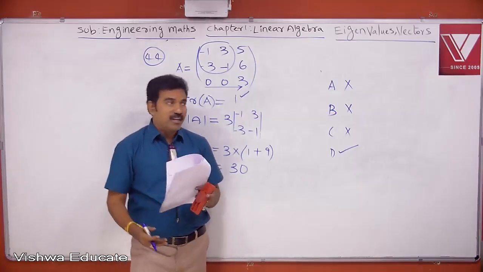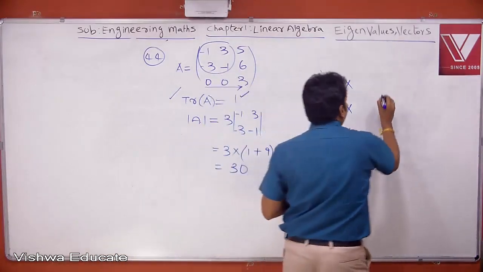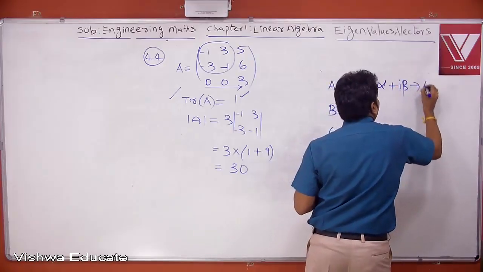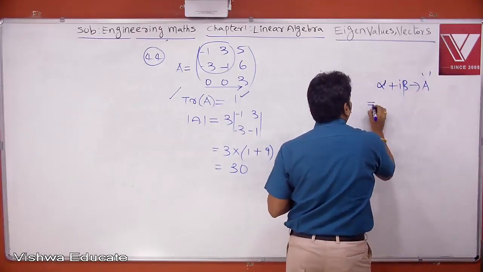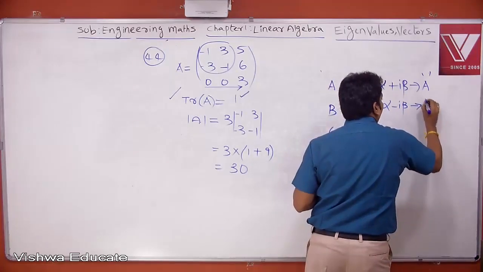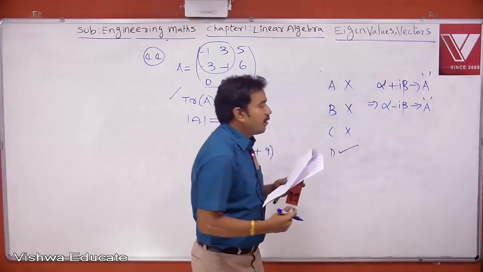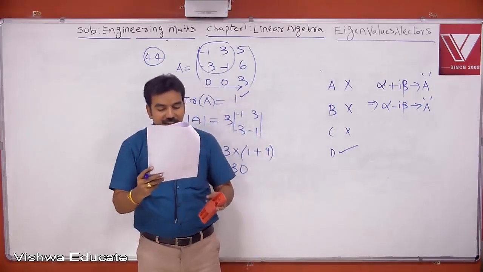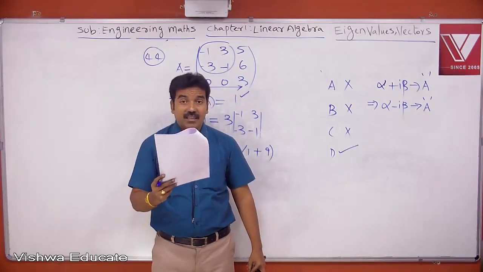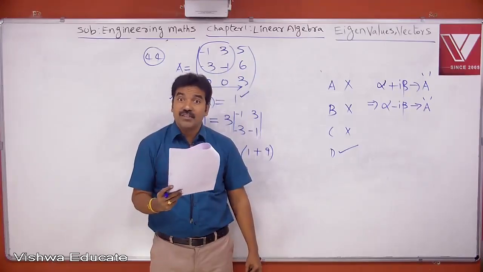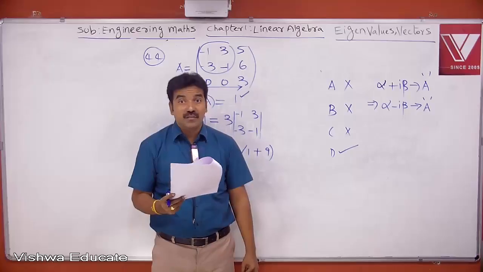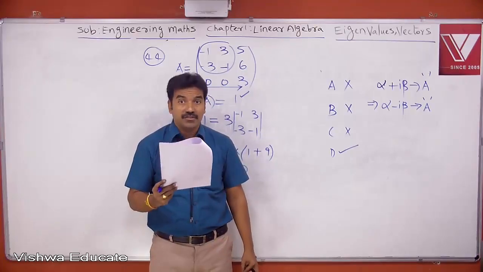Or I can use the property I mentioned earlier: if alpha plus i beta is an eigenvalue of a real matrix A, then alpha minus i beta is also an eigenvalue of the same real matrix A. Now let us apply this rule. In the first option, 6 minus j is there. If 6 minus j is a correct eigenvalue, its conjugate 6 plus j becomes an eigenvalue. In that case, this matrix will get 4 eigenvalues. That should not happen for a 3 by 3 matrix.